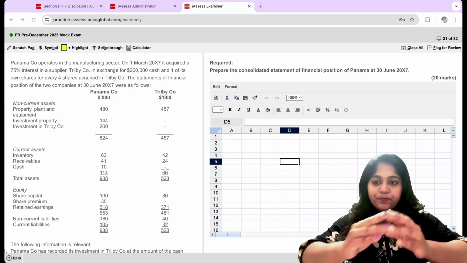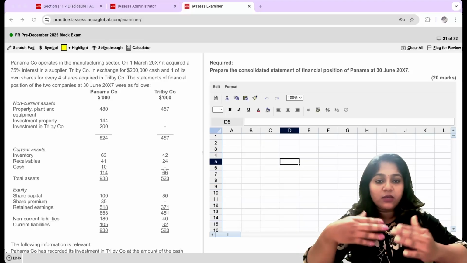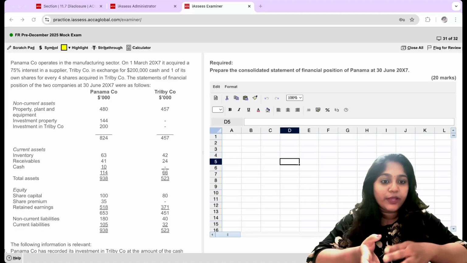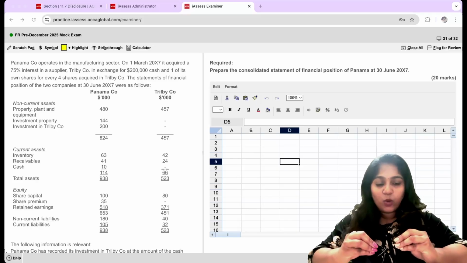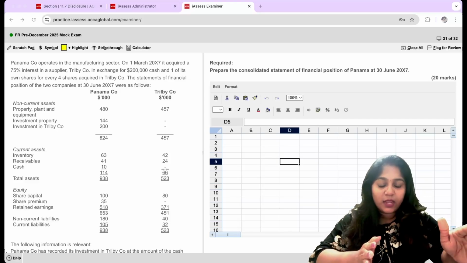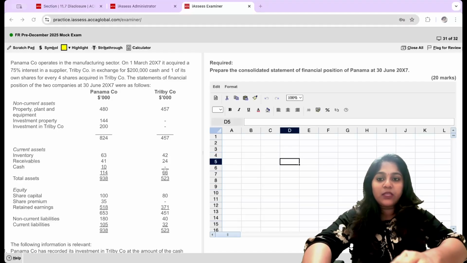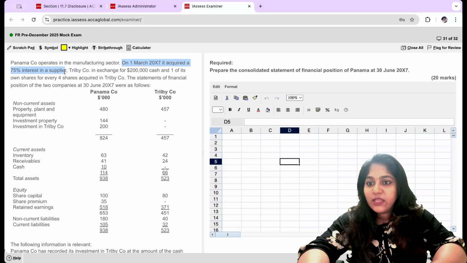Let's read the question, a consolidation question. The requirement is to prepare the consolidated statement of financial position of Panama at 30th June 20X7. So this question is clearly about a single requirement, the statement of financial position. Everything which is given, I will concentrate my calculations only on the consolidated financial position. Panama company operates in the manufacturing sector. On 1st March X7, it acquired 75% interest in a supplier, Triple company.